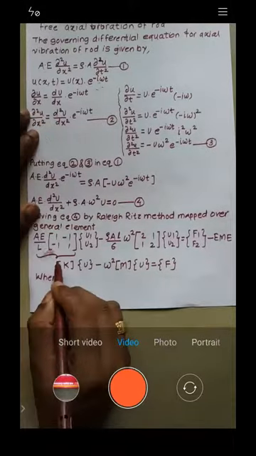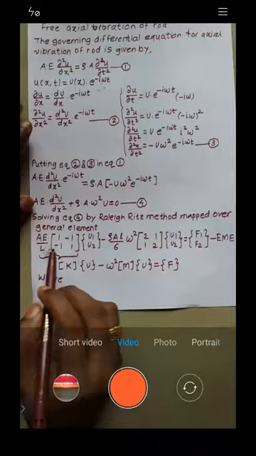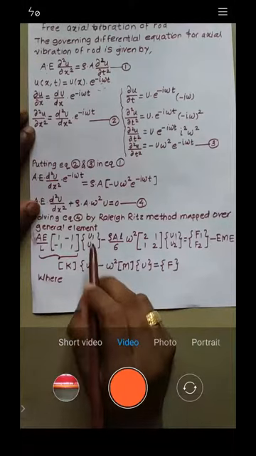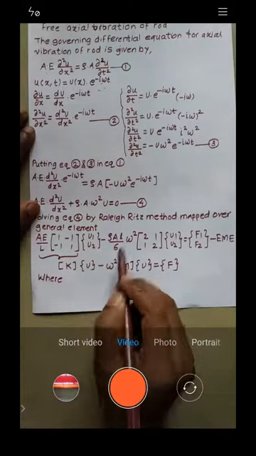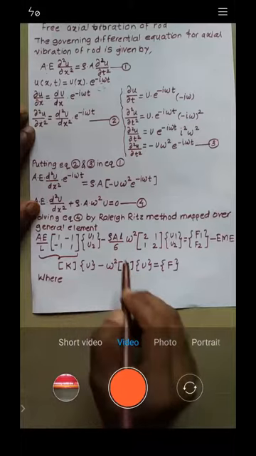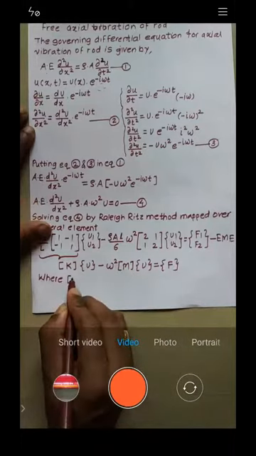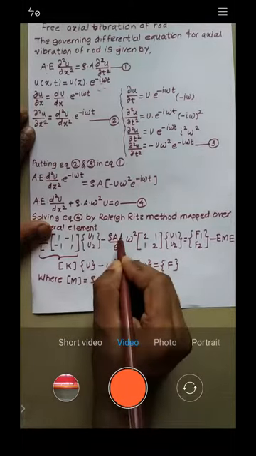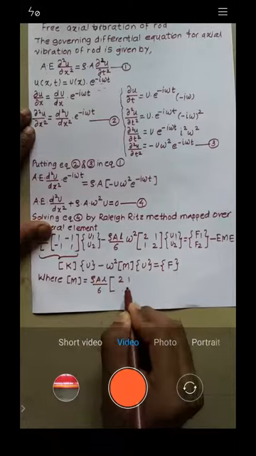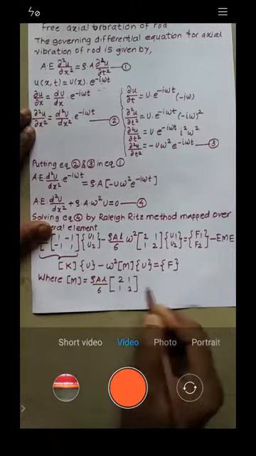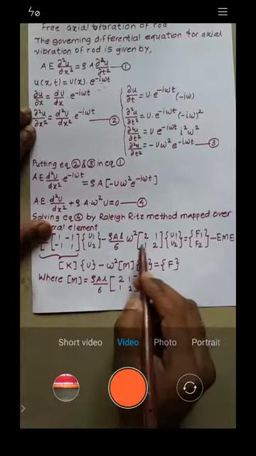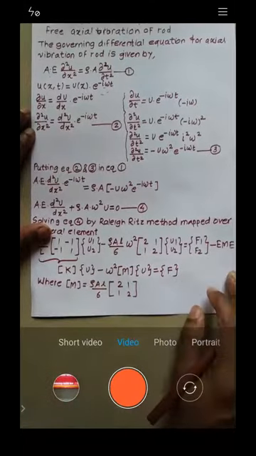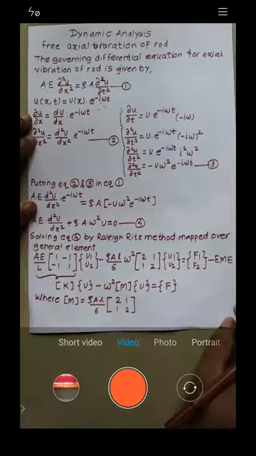See this stiffness matrix. What is the stiffness matrix? AE by L times [1 -1; -1 1]. This is the element stiffness matrix. What is U? It is U1 U2. Omega square is here only. Now what is this mass matrix? The mass matrix is given by rho A L by 6 times [2 1; 1 2], where M is called the mass matrix. Have you understood this one?